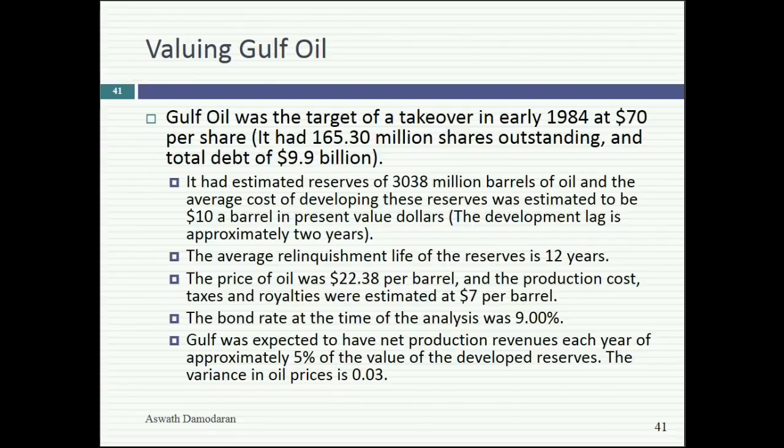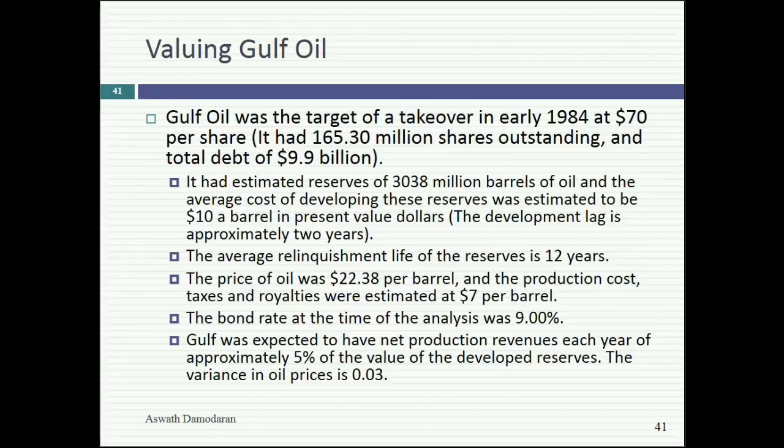The average life of these reserves was about 12 years. Remember I said you go and bid in auctions, the average life of the reserves was 12. The price of oil per barrel was $22.38. So you can see how far back in time this was. So if you develop the reserves right now, you get $22.38. The variable cost is about 7, so on a per barrel basis, you make about $15.38 a barrel.